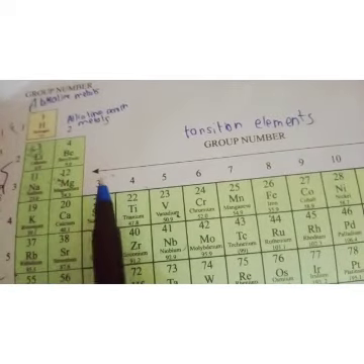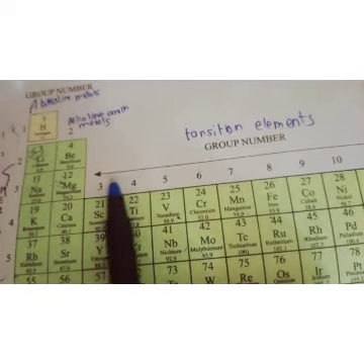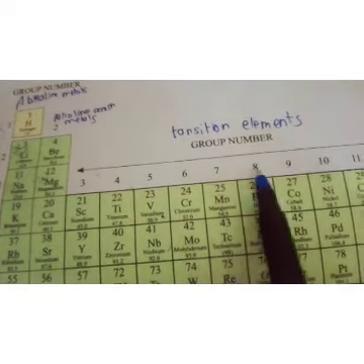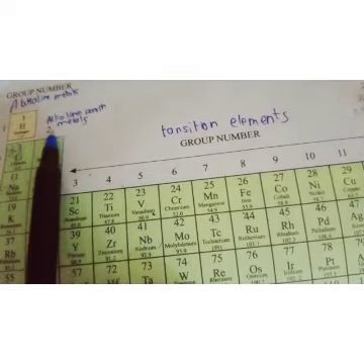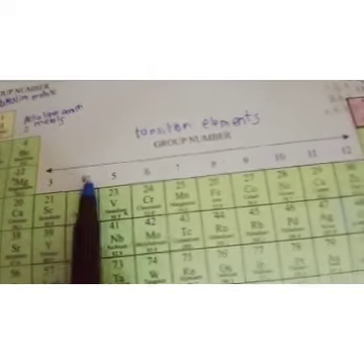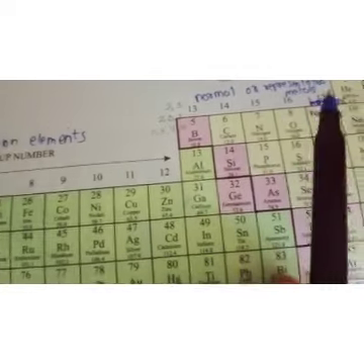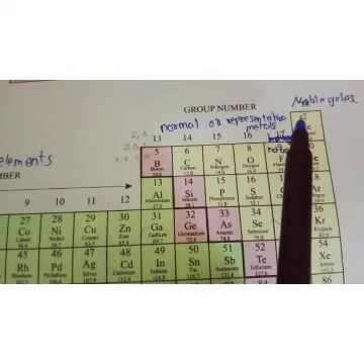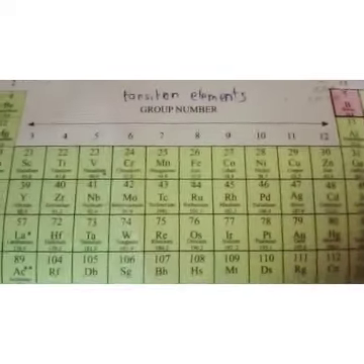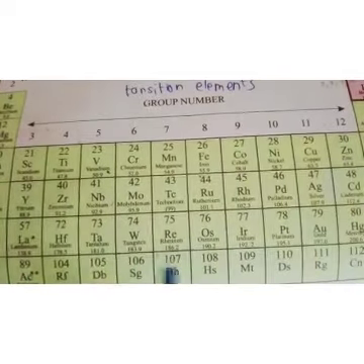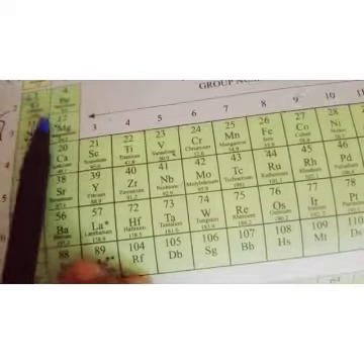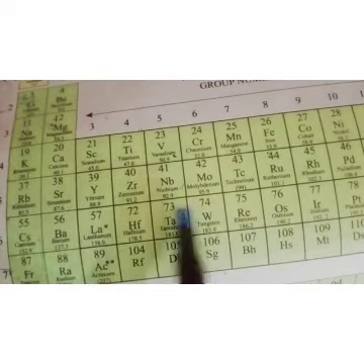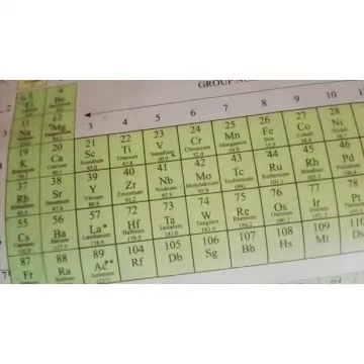The numbers written above these numbers are group numbers. First group, second group, third group, fourth, fifth, like that. How many groups are here? 18. 18 groups are here. So like this, he classified elements into various groups starting from 1 to 18.